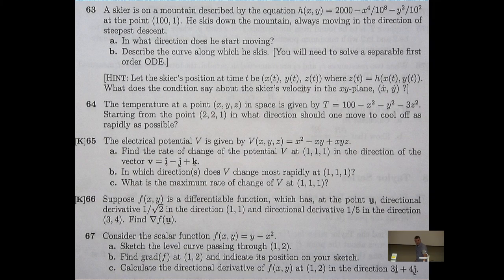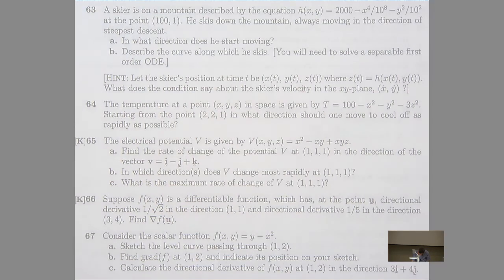Let's go out with a bang. 66. Suppose we have a differentiable function which has at some point a directional derivative of 1 on root 2 in the direction of this vector 1, 1. In addition, suppose that same function, f, has a directional derivative 1 on 5 in the direction of this vector. Find the gradient of f at the point associated with the vector u. So 66.